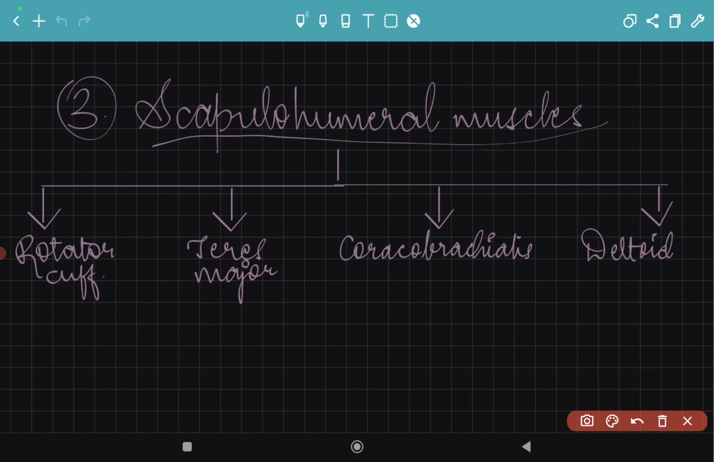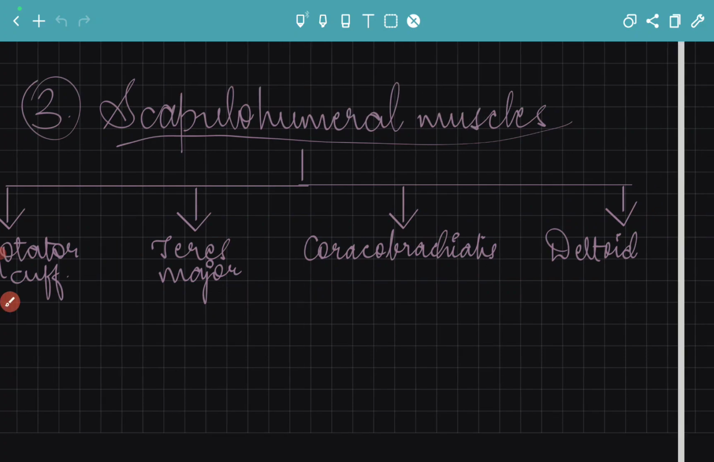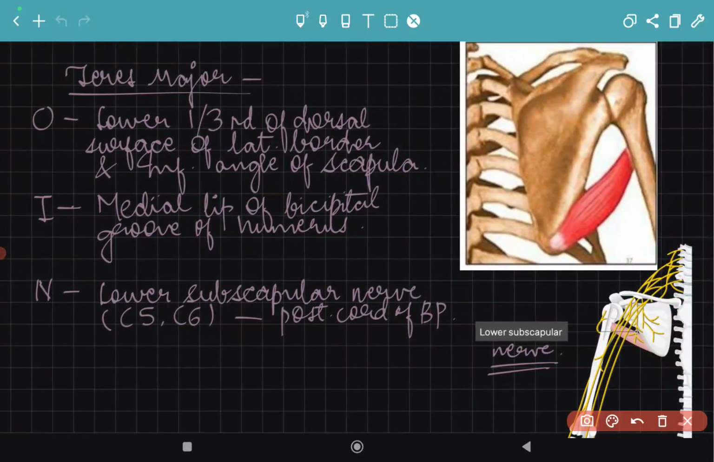The scapulohumeral muscles include the rotator cuff, which we already discussed in previous series. Other than the rotator cuff, it includes teres major, coracobrachialis and deltoid. We will discuss these three muscles, teres major, coracobrachialis and deltoid, in this series. Let's start with teres major.